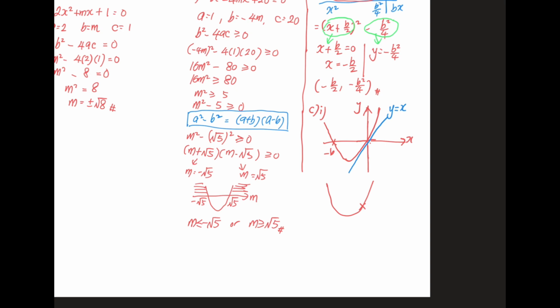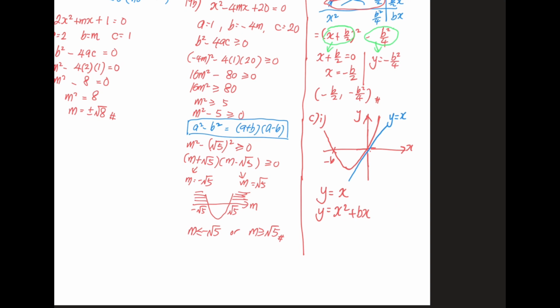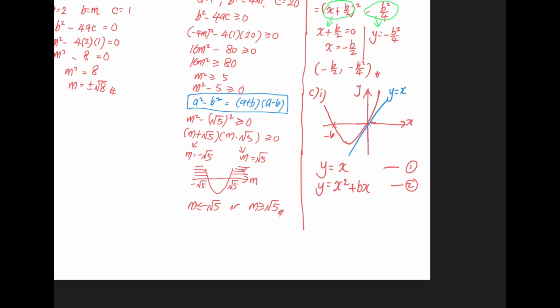Of course our graph here is just for reference. At the end of the day, we need to solve it by using simultaneous equations. So let's see. We do simultaneous equations with y equal to x and y equal to x squared plus bx. I call this equation 1 and this equation 2. So we just solve it.